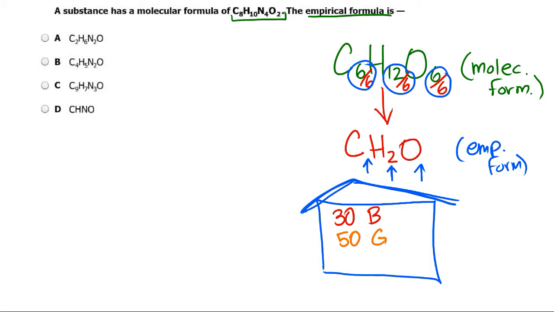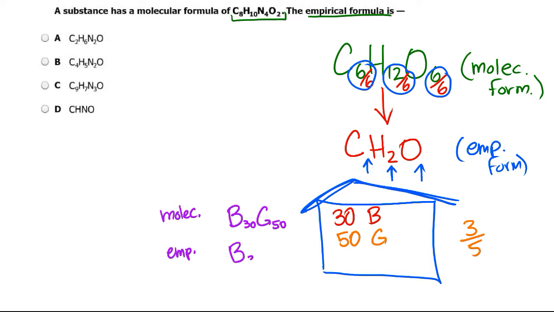But the ratio of boys to girls would be 3 over 5. So the formula for your house party, as far as this molecular formula, would be B30, G50. That is your molecular formula for your house party. The actual ratio of boys to girls, or atoms in this case, the empirical formula, would be B3, G5. So how would you turn 8, 10, 4, and 2 into a lower whole number?